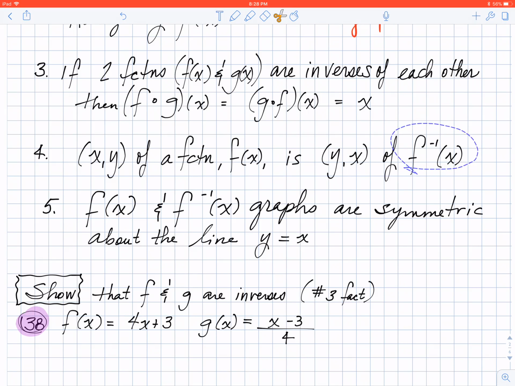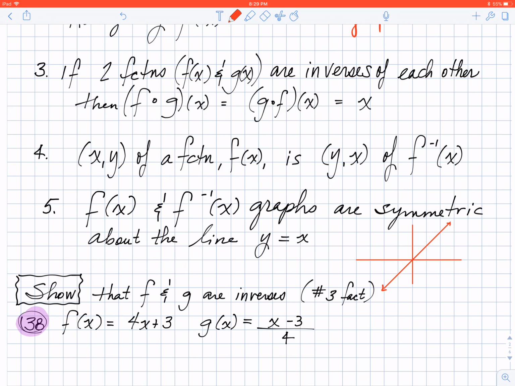And lastly, number 5, f of x and f inverse of x, the graphs are going to be symmetric about the line y equals x. Now you remember y equals x was back in chapter 2, and this was our identity function. And the identity function was the line that cut the first quadrant and the third quadrant exactly in half.